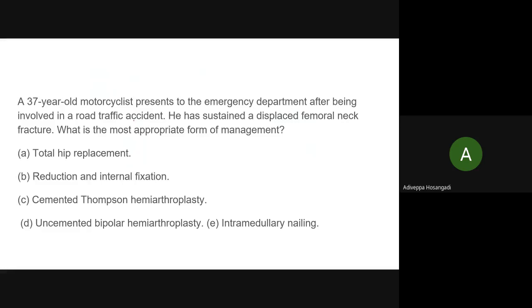So we'll take some. I have today kept only a few MCQs this time. Okay. So please read the question. A 37-year-old motorcyclist presents to the emergency department after being involved in a road traffic accident. He has sustained a displaced femoral neck fracture. Remember this. Femur neck fracture is there and it is displaced. What is the most appropriate form of management?